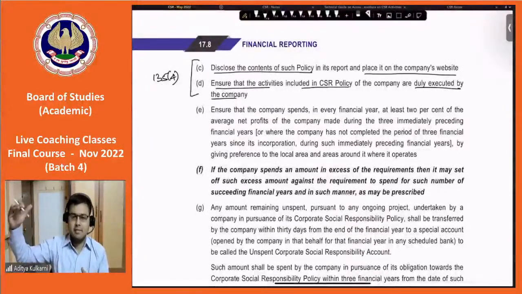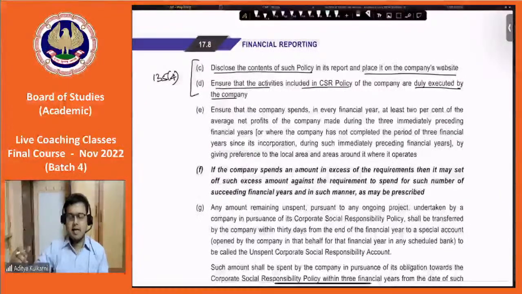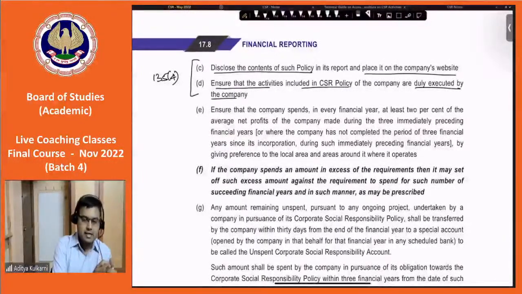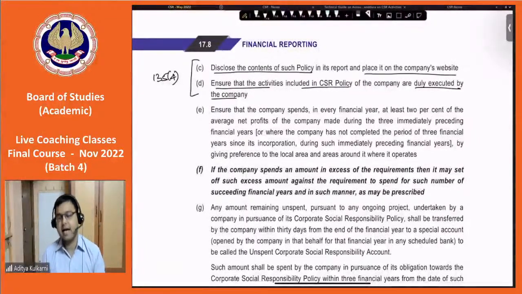So first is applicability. If applicable, form a CSR committee. Who are there in the CSR committee? You disclose. What will the CSR committee do? It will tell where I can spend the monies for CSR, how much to spend for CSR, and it will monitor the CSR policy on a regular basis. Then the board will get the recommendation. The board will later approve the policy, disclose the policy, and ensure that the activities in the CSR policy are duly executed. So that is the flow so far.